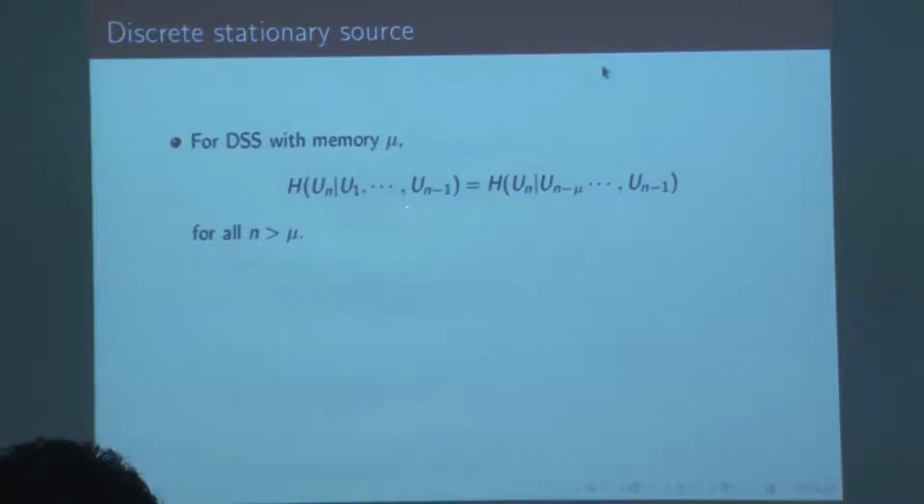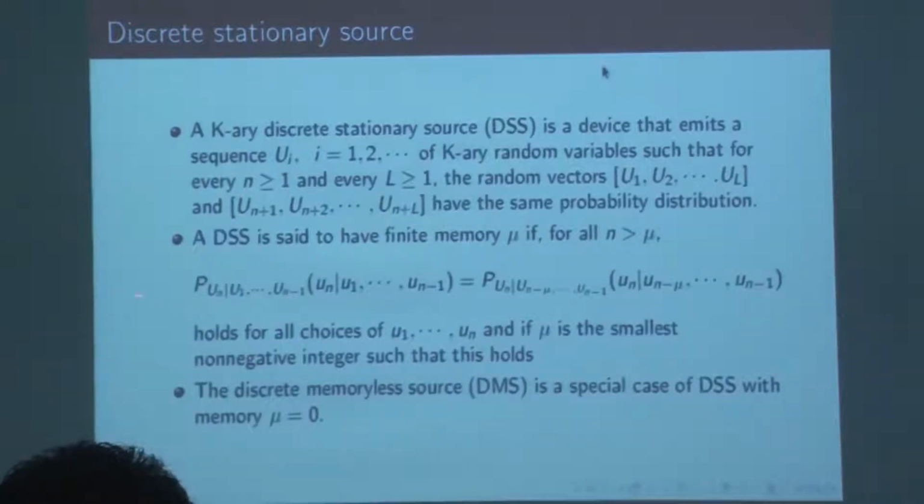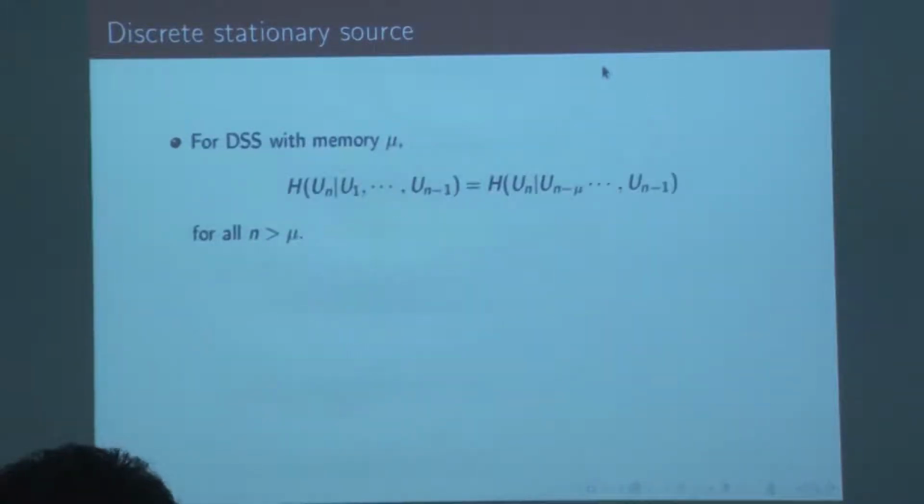Now, for a discrete stationary source with memory mu, the entropy of U_n given U_1, U_2, ..., U_{n-1} can be written as H of U_n given U_{n-1}, U_{n-2}, ..., U_{n-mu}. This follows from the fact that we can write this probability as this. So, in the entropy expression, when you replace this by this, what you are going to get is this.